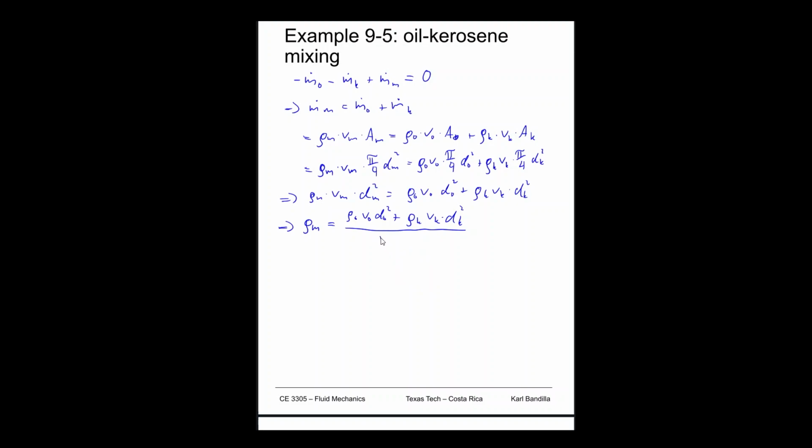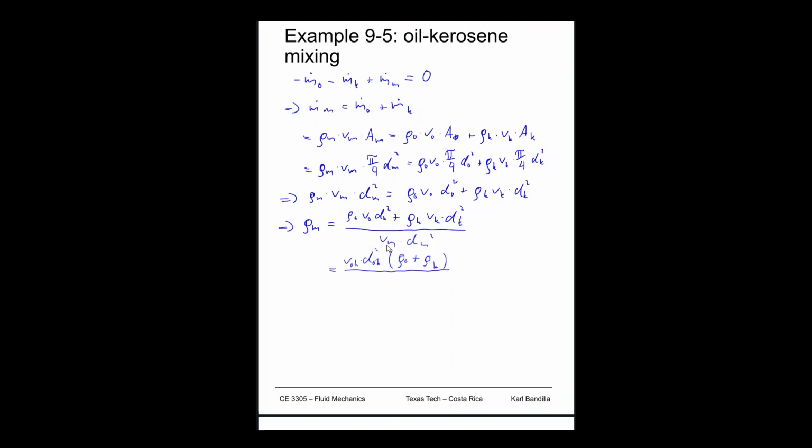So V mixed times D mixed squared. All right, so there are two things we can notice here. The first one is, of course, that our velocities and our diameters are still the same at the oil and at the kerosene side, right? So if we pull that out, we'd get VOK times DOK squared times rho oil plus rho kerosene.